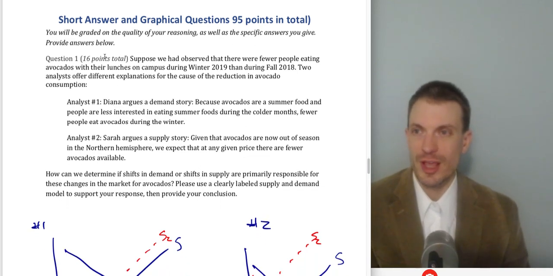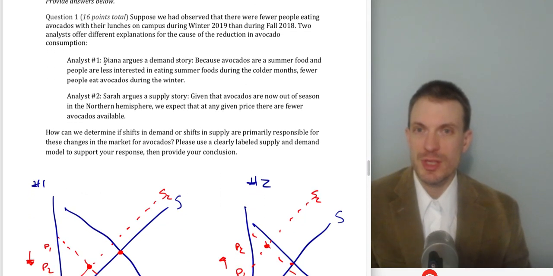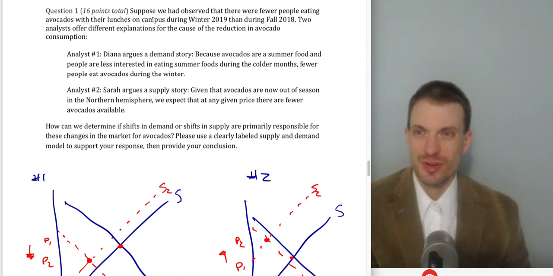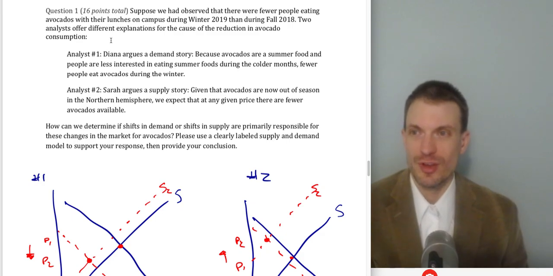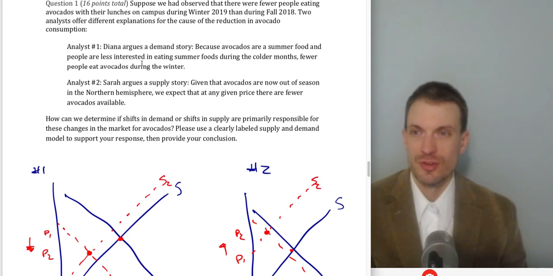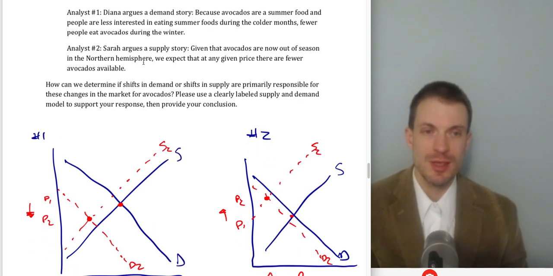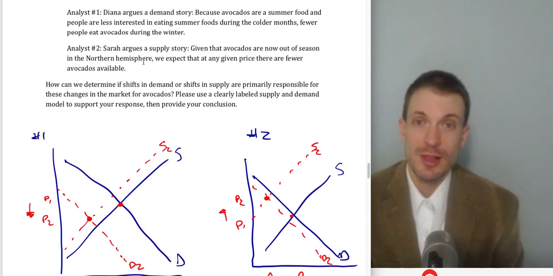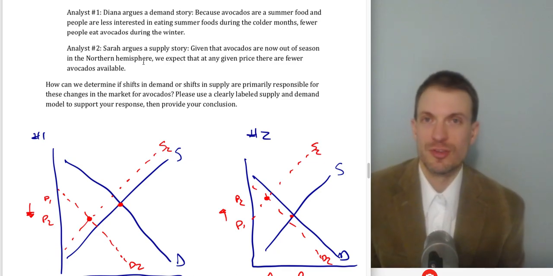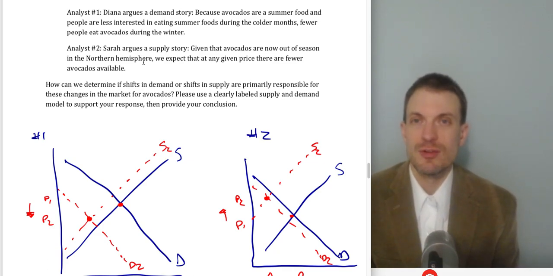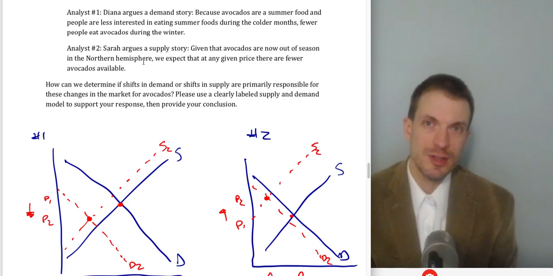Okay, so short answers. The first one: suppose we observe there's fewer people eating avocados with their lunches on campus during winter 2019 than during fall 2018. Two analysts offer different explanations for the cause of the reduction in avocado consumption. So Diana's telling us a demand story. Maybe there's fewer people eating avocados because people just aren't interested because it's a summer food. So this would give us a decrease in demand for avocados. That would certainly cause a decrease in quantity.